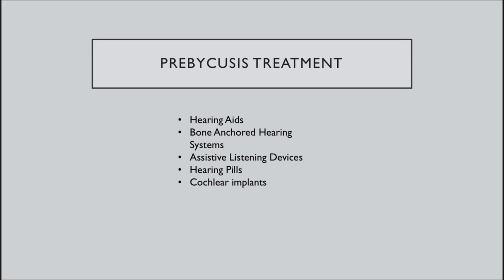There are multiple different treatments for presbycusis, including hearing aids, bone-anchored hearing systems, assistive listening devices, hearing pills, and cochlear implants. Hearing aids are instruments that amplify sound that can be worn behind or in the ear. Bone-anchored hearing systems are surgically implanted devices that convert sounds to vibrations and relay that to the inner ear through the skull. Assistive listening devices are applications on phones or other devices that can amplify sound. Hearing pills are drugs that are in clinical trial that can treat tinnitus and deafness, and cochlear implants are surgically implanted devices that are used in patients who are considered profoundly deaf.